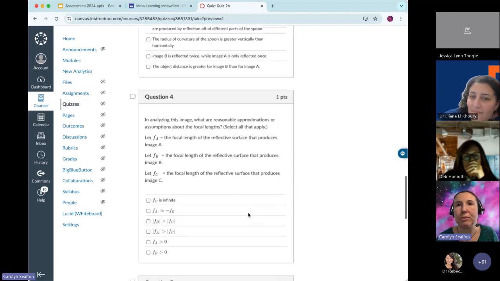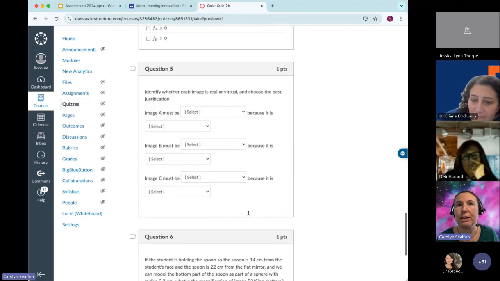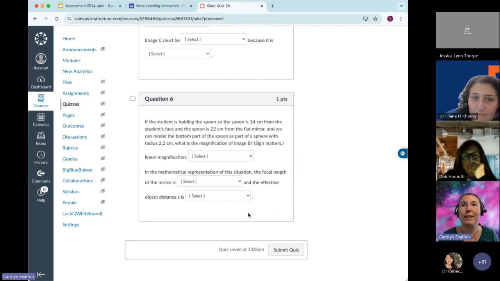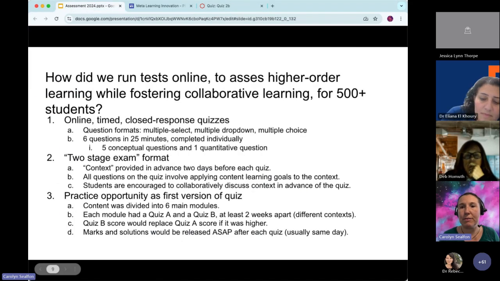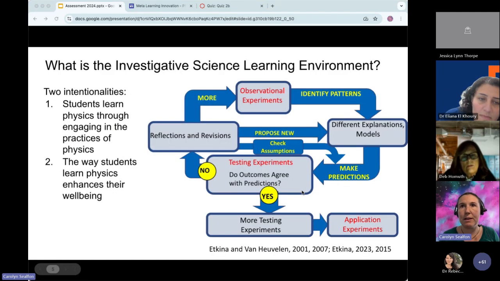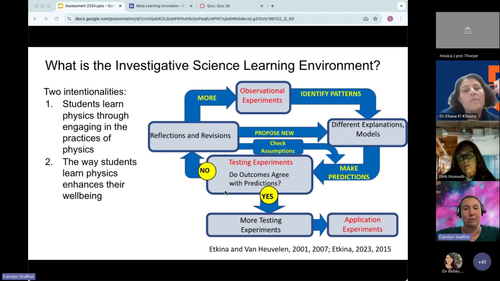So yeah, and again, folks can look at these later, but this is just an idea of what I was trying to get at, applying it to the real world context. Part of the investigative science learning environment approach is interrogating the textbook. So students, as they're reading or listening in class, ask themselves, how does this work? How does this make sense? Why do I know this? So not just what the results are, but how do I know this?